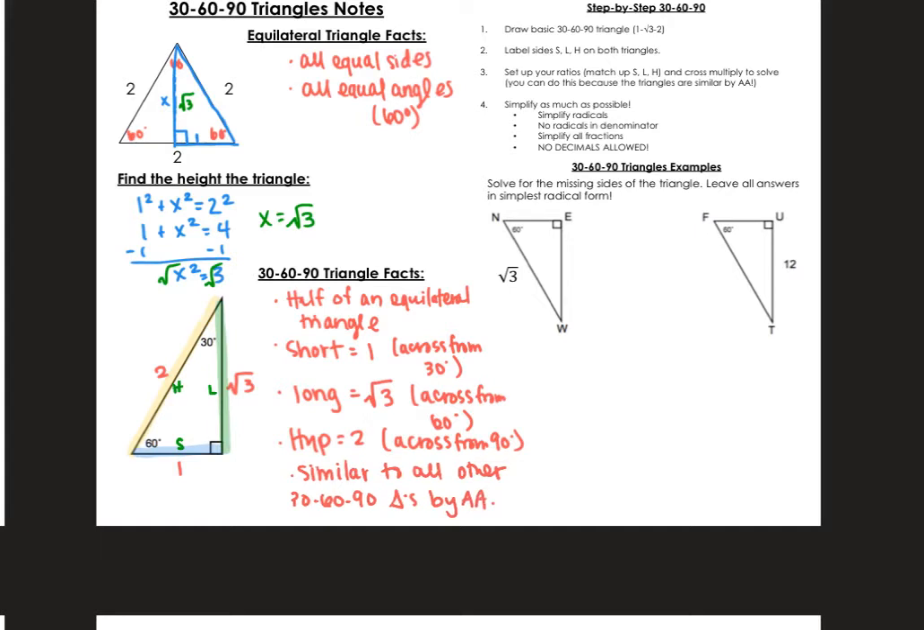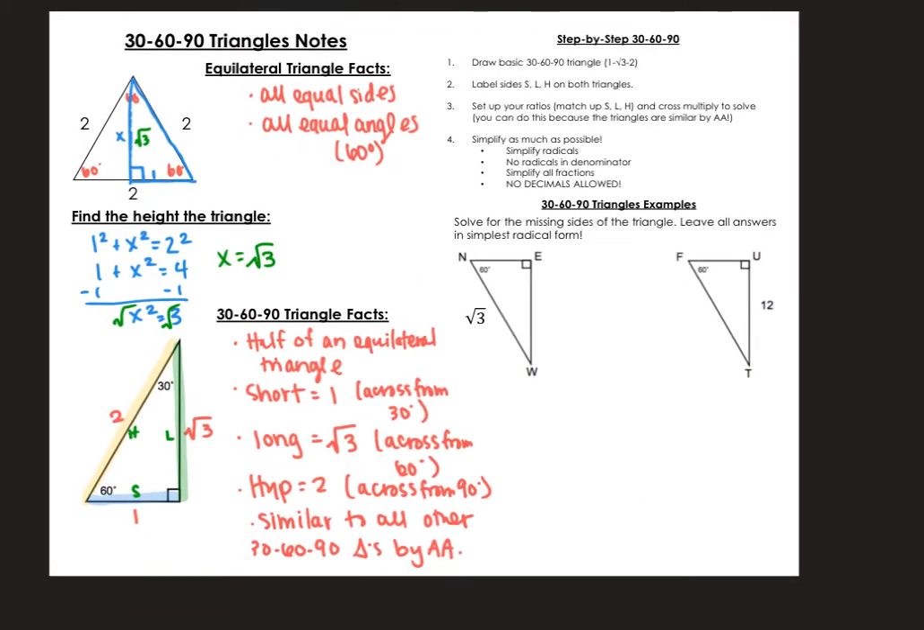So then we can use this to solve for missing sides. Looking at our examples here, we have the step-by-step directions. It's pretty much the same as a 45, 45, 90. So we're going to draw our basic 30, 60, 90, which we need to make sure we have a short side, which is 1, a long side, square root of 3, and the hypotenuse, which is 2.